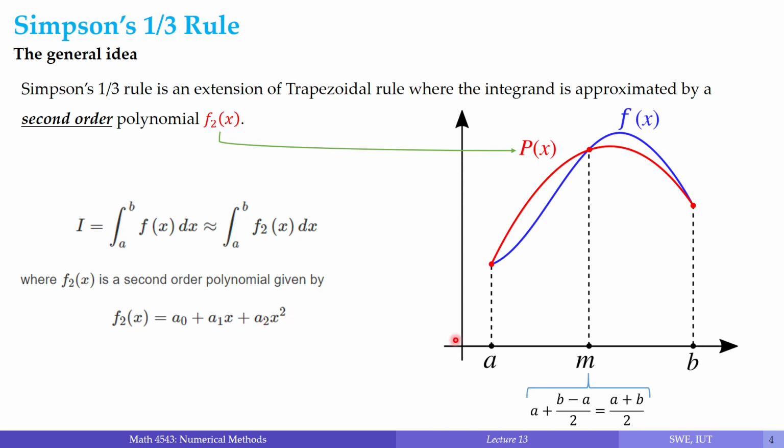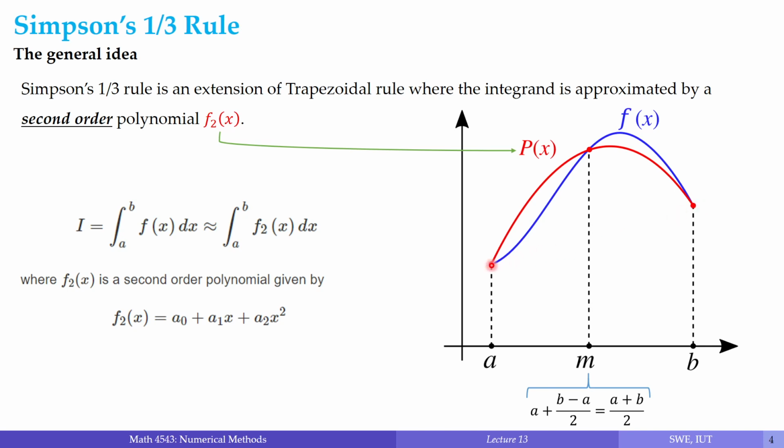And how do we approximate the polynomial? If you recall, if we have n plus 1 data points given to us, we can draw an nth order polynomial that passes through all of those points, right? So in order to come up with a second order polynomial to approximate f of x, we have to take three equidistant points on top of f of x, right?